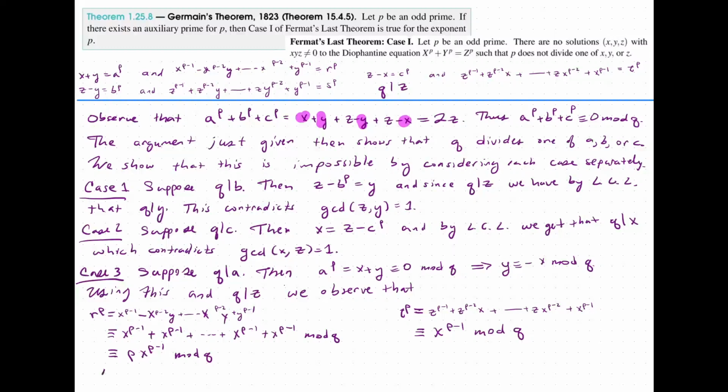So consequently, we get that r to the p, which is congruent to p times x to the p minus 1 modulo q, upon replacing x to the p minus 1 with t to the p, we get that this is equal to p times t to the p modulo q. And we claim that q does not divide t.